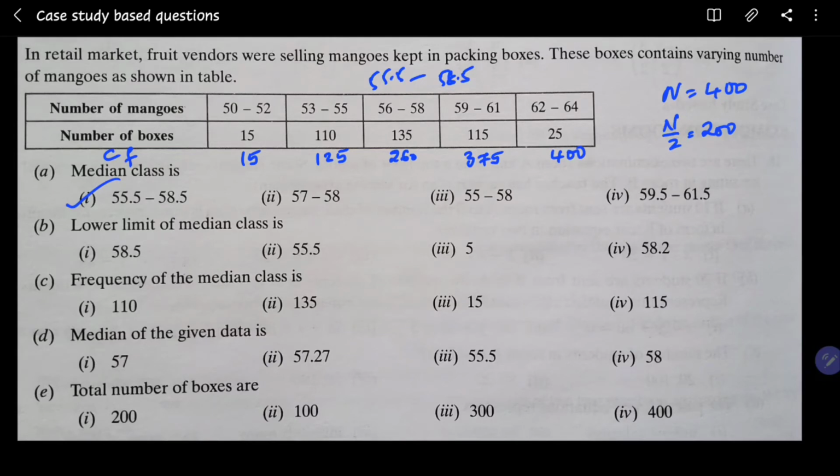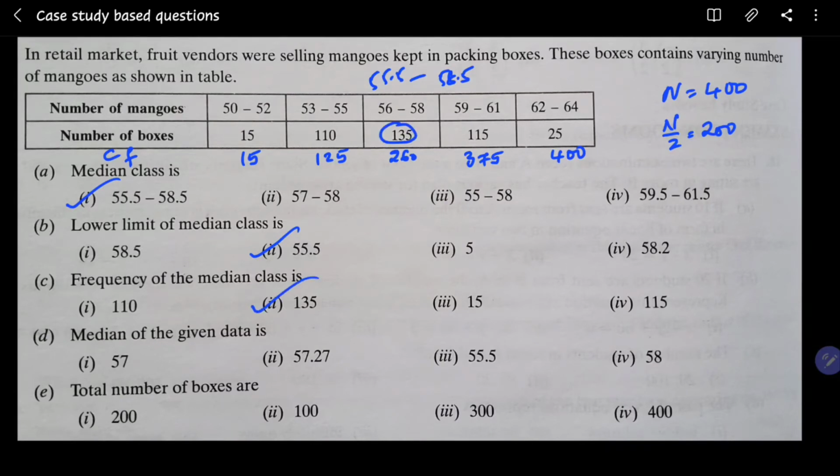So we will be getting 55.5 to 58.5. First option is correct. Second question is about the lower limit of the median class. So 55.5 is the correct answer. Third question is about the frequency of the median class. The median class is, we know, 55.5 to 58.5, whose frequency is 135. So option 2 is correct.